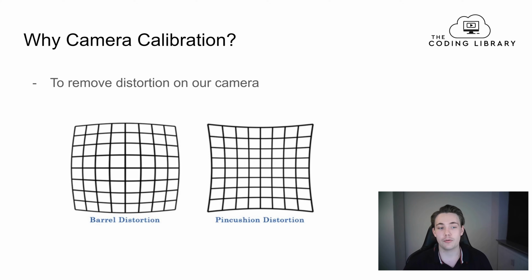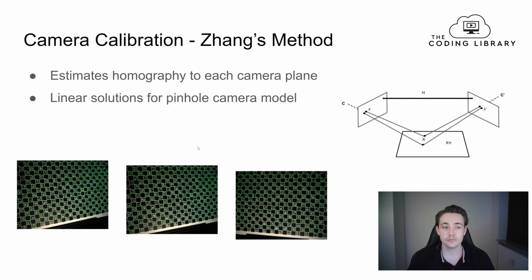So we use camera calibration basically just to remove the distortion on our camera lens, so we get better frames, and also to get the parameters from our camera if we don't know them beforehand. So we have this pinhole distortion and barrel distortion that we can remove from our images when we're using camera calibration. So the method here that we're going to use for camera calibration is something called the Zhang method, and I'll just shortly go over it.